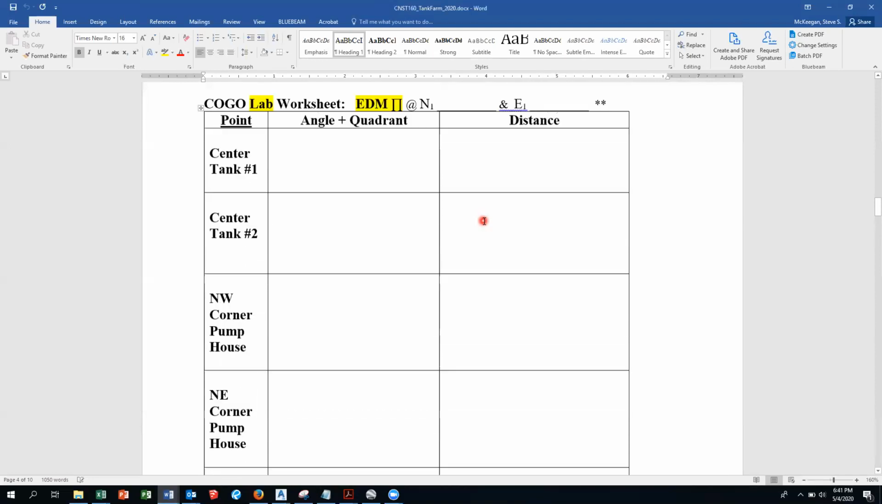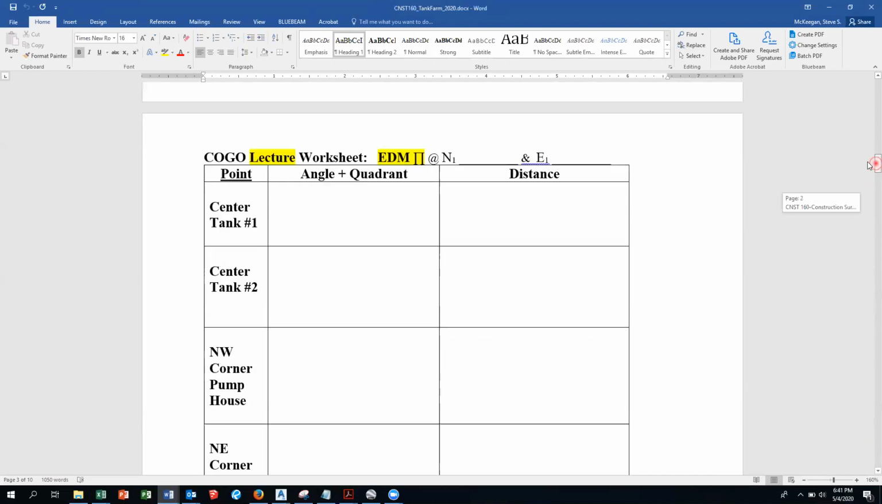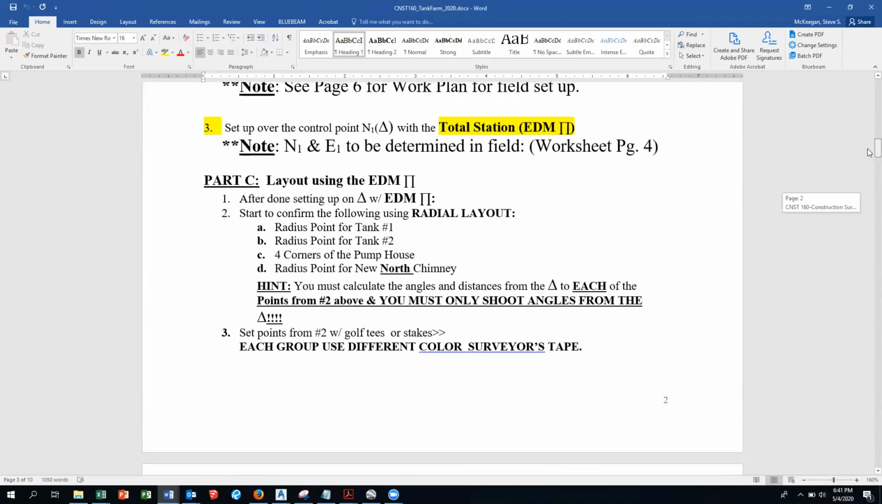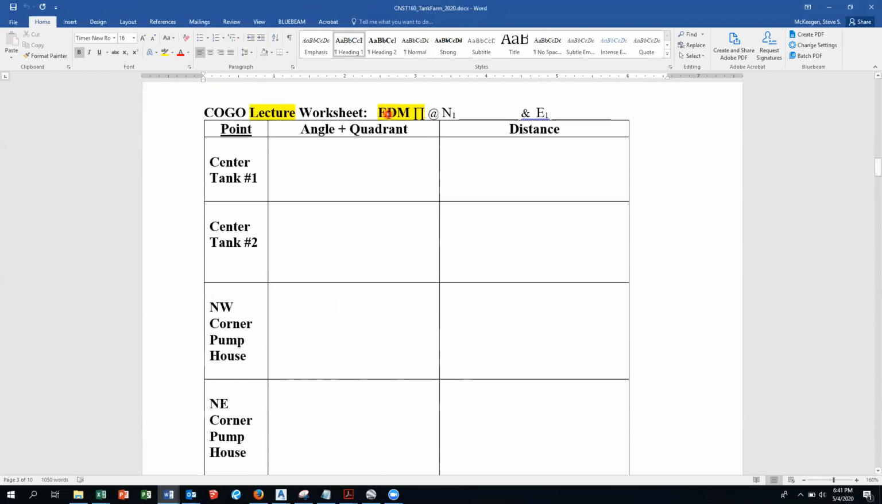And then you're going to have to figure out, and there's no work to do until you get here, but it's very similar to what you did with coordinate geometry in Smith Hall. Okay. So we're going to give you, each group has a different N1, E1. And again, what's critical? N1, E1 is always where the EDM is set up. That's the control point where the EDM is set up over.